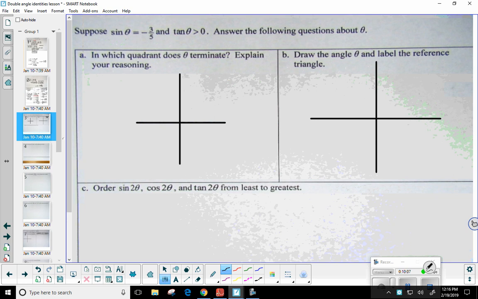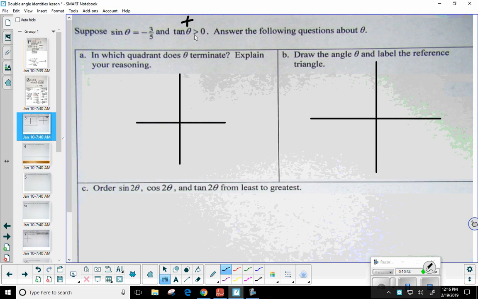Okay, so it's a similar type problem, but we do want to go ahead and find or evaluate sine of 2 theta, cosine 2 theta, and then tangent of 2 theta. So let's run through a similar type problem. It says, suppose that sine of theta equals negative 3/5. Okay, so we have a negative ratio, but we also have that tangent of theta is greater than 0. So greater than 0 means that it's got to be something positive, right? Okay, so answer the following questions about theta.